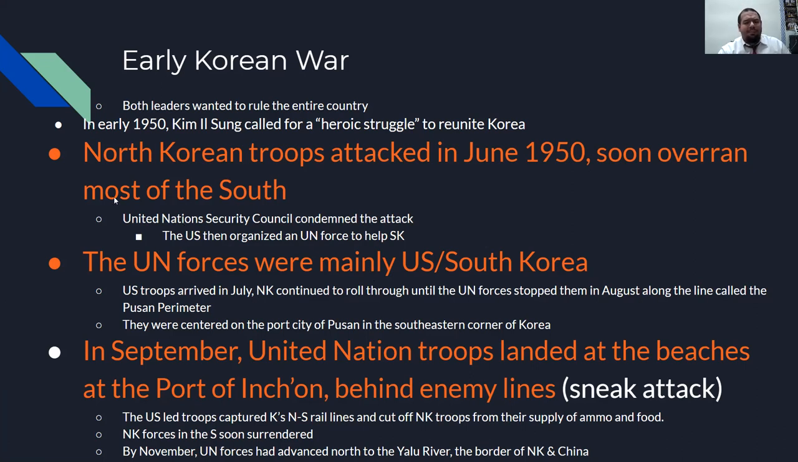by the way. It says it right there in the title, Mr. Levi, you silly goose. The UN forces were mainly, like I said, US and South Koreans. U.S. troops arrived in July. North Korea continued to roll through until U.N. forces stopped them in August along the line of the Pusan perimeter.